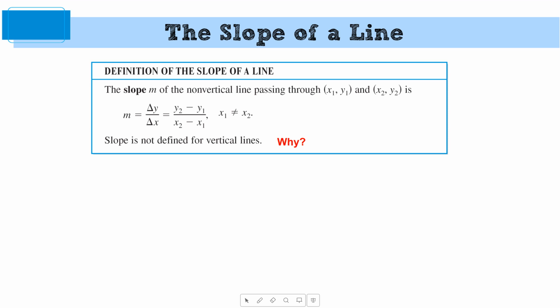Ah, okay, good. Because if you look at the equation, the x values are the same for a vertical line. We would have a number over zero, and for the most part, that's undefined for us. We will get into some weird stuff later on where we talk about what is 0 over 0. Okay, so what is 0 over 0? We can talk about it now.